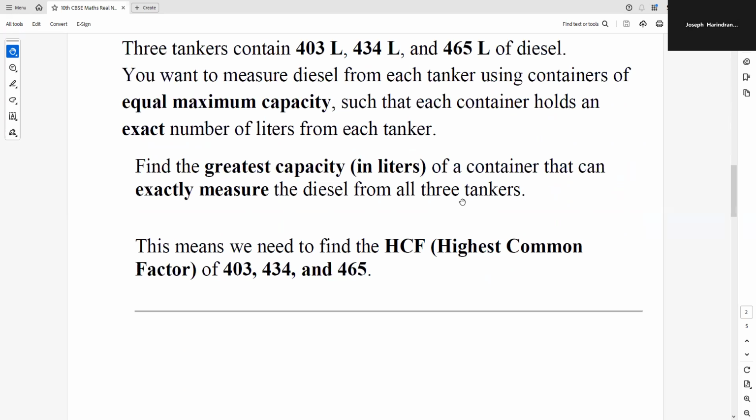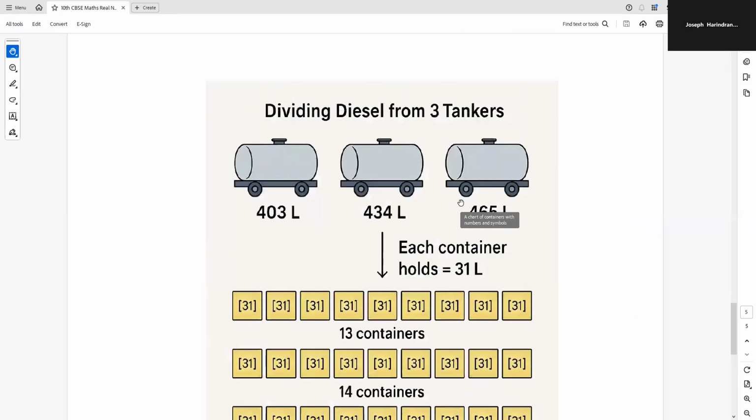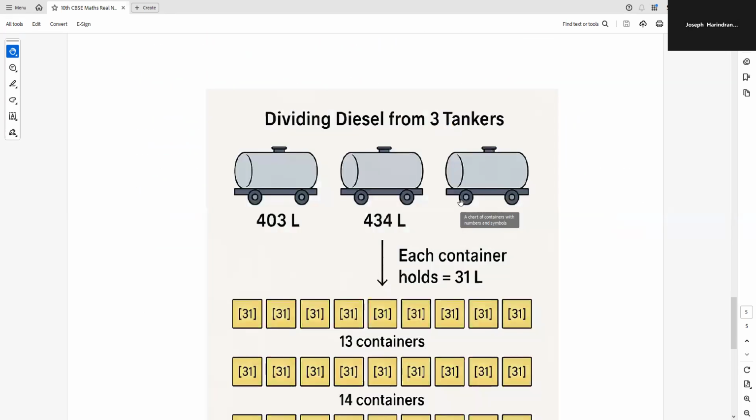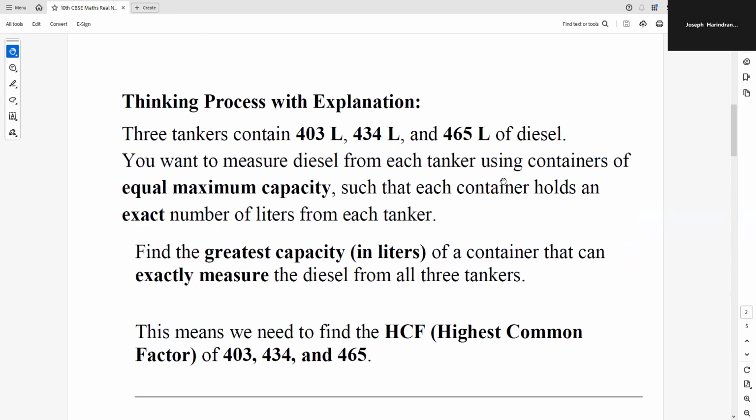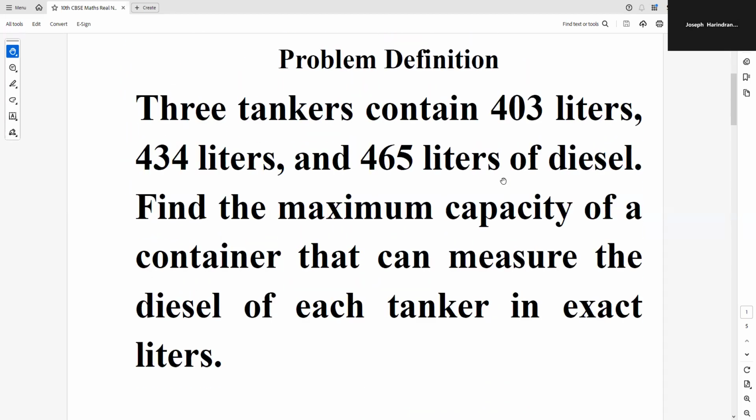It is just a problem on dividing diesel from 3 tankers, and by means of a container that will exactly, in exact liters, divide among the 3 diesel tankers. Okay, let us see now the problem definition again. 3 tankers contain 403 liters. So one contains 403 liters. That's the capacity of the tanker.